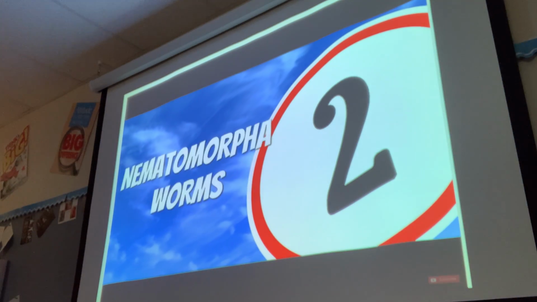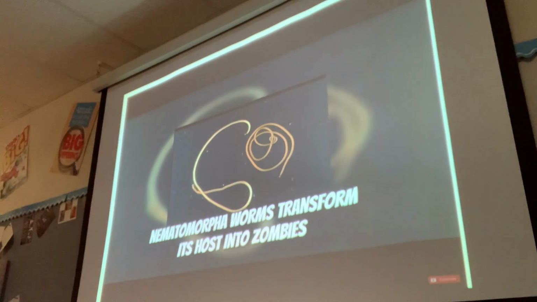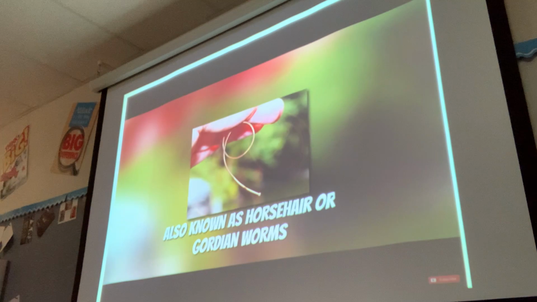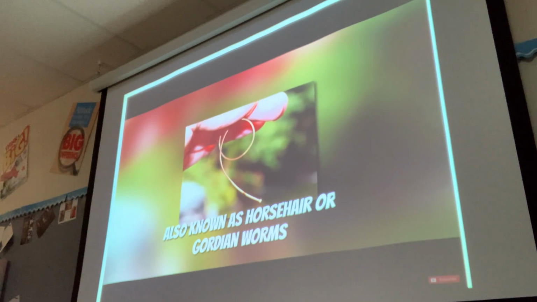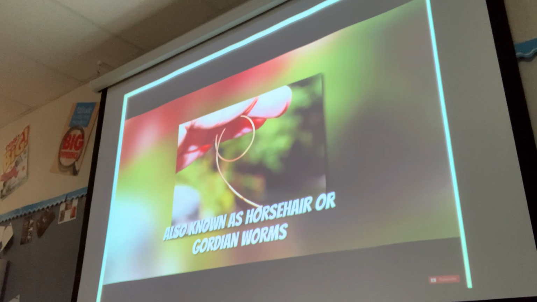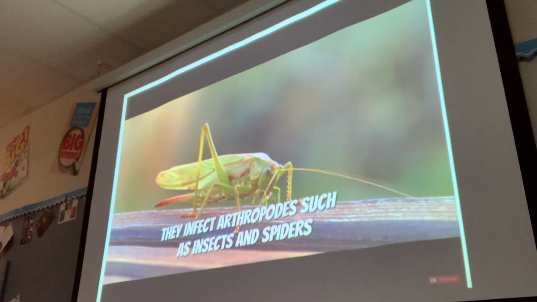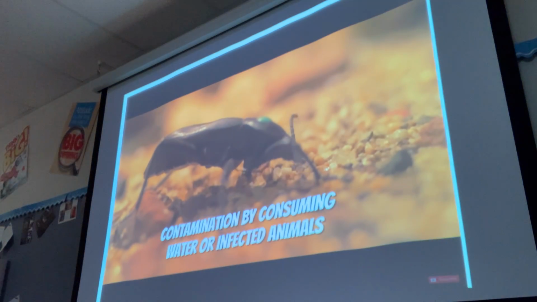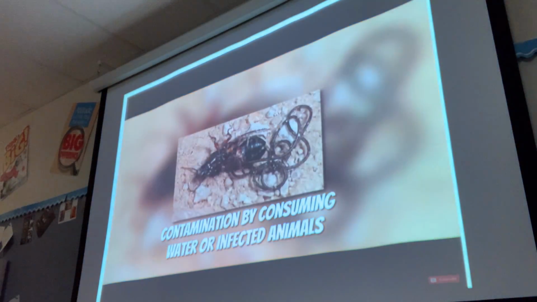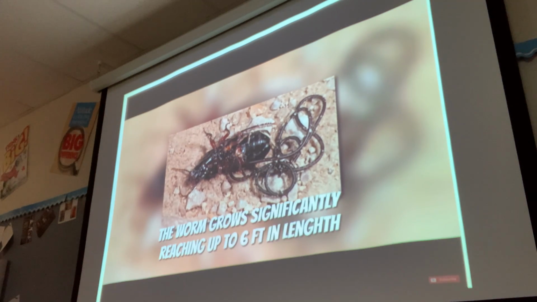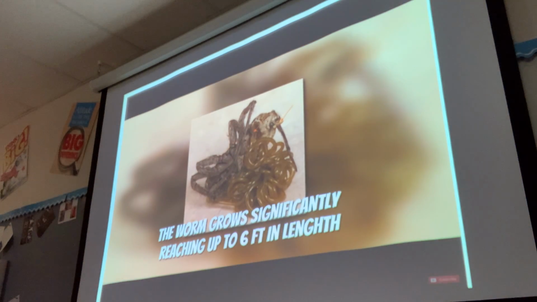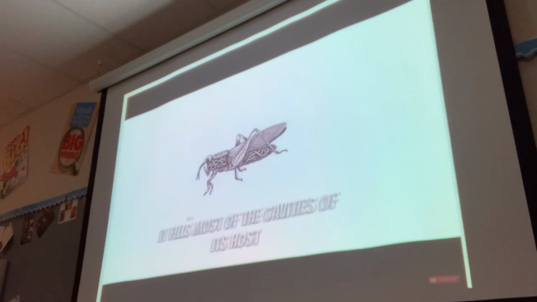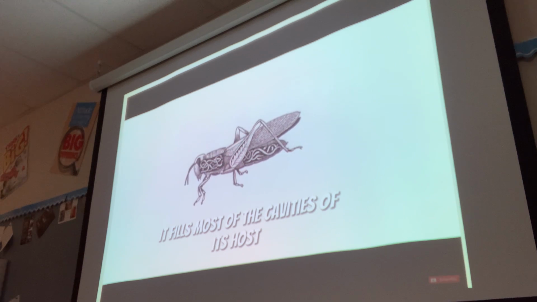Number 2. Nematomorpha worms. It's not only fungi that can transform its hosts into zombies. The nematomorpha worms, also known as horsehair or Gordian worms, are thin, similar to strands of horse mane. These parasites infest arthropods, such as insects and spiders. The host is infected when ingesting water or consuming other animals with a worm. Inside the host, the worm grows significantly, going from a fraction of an inch to more than 6 feet in some cases. In the end, it fills most of the body cavities of the host.